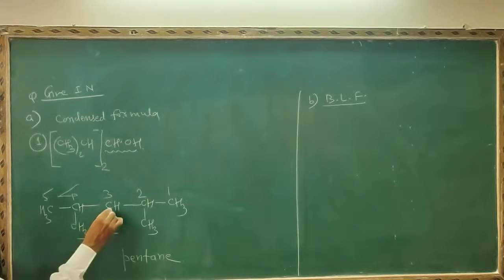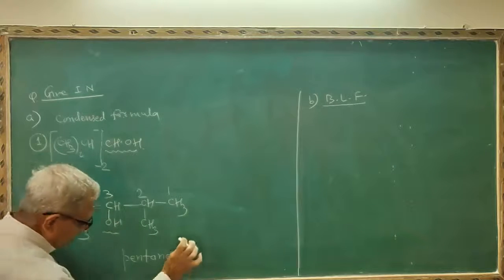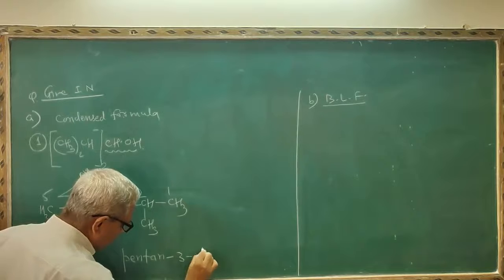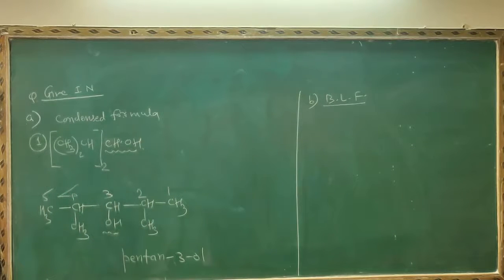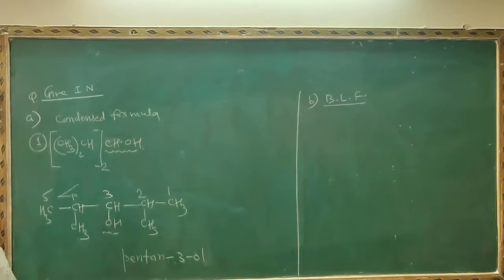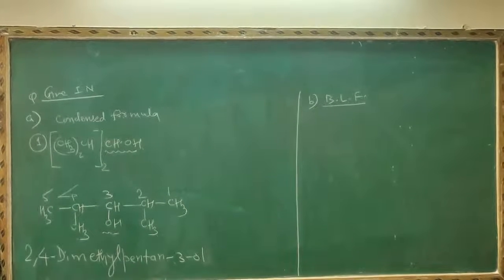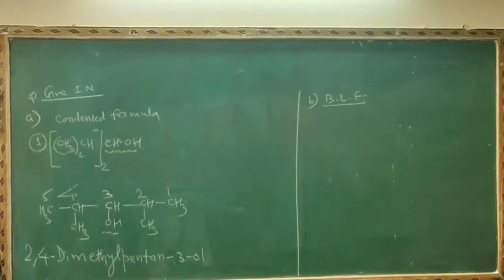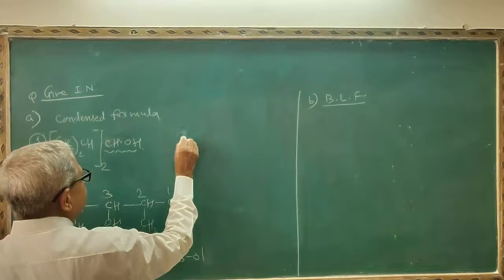Now see, the OH group is attached to the carbon number 3. Substitute E by 3OL. Anyone has difficulty? Now see the substituents. The substituents are present on the carbon number 2 and 4. Are both the same or different? Both are the same. So which term should be used? Di. What are their locations? Location is 2 and 4. Therefore, the name will become 2,4-dimethyl pentane 3OL.